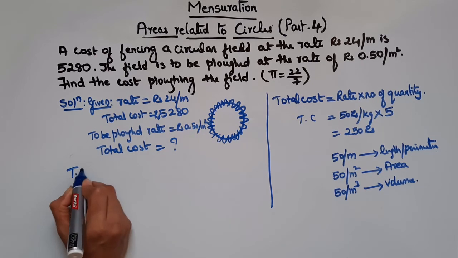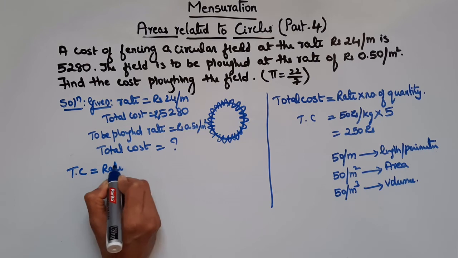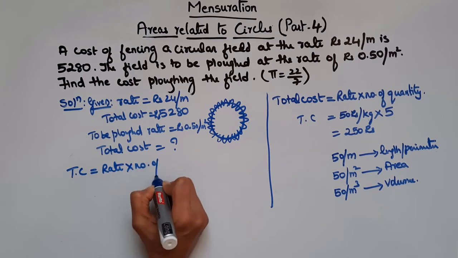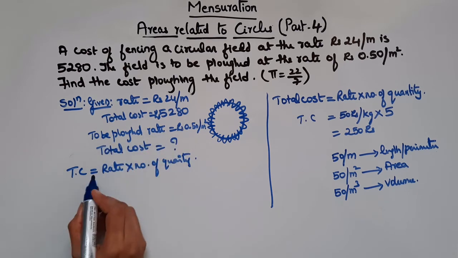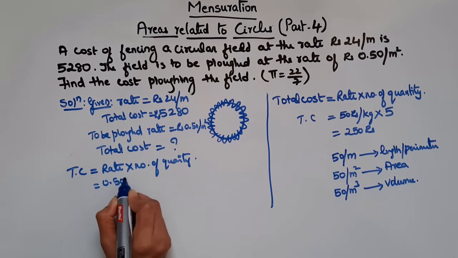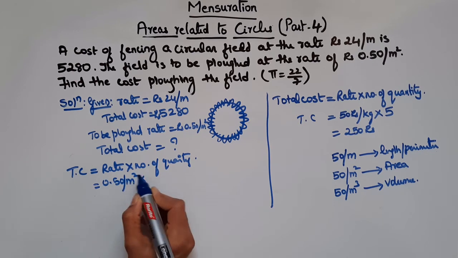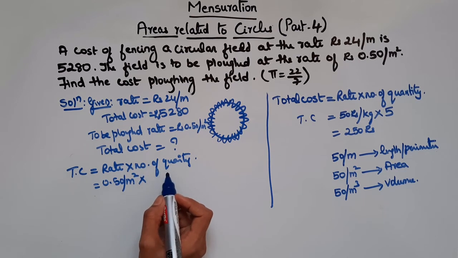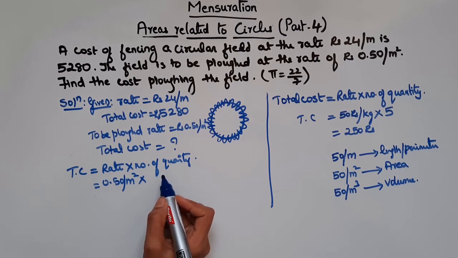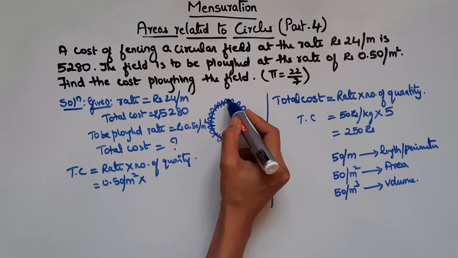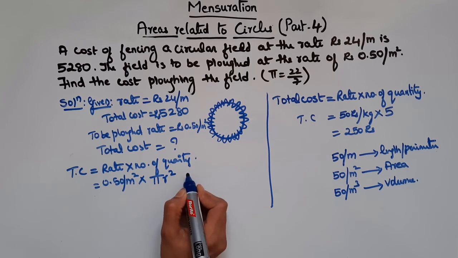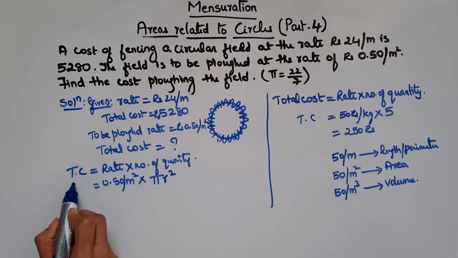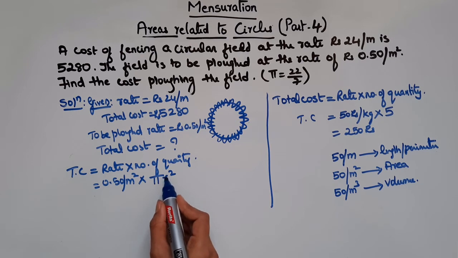So we know total cost is equal to rate into number of quantity. So here the rate is 0.50 per meter square into, as I said, since it is per meter square, the number of quantity we are talking about is area. We know the area of this circular field, they have said it is a circular field. So the area is given by pi r square. So in order to find the total cost for ploughing the field, we don't know r, that is the radius of this field.